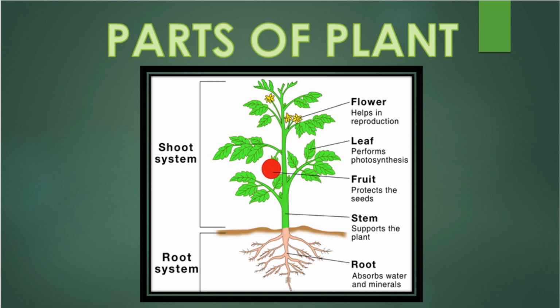So it was all about the parts of plants. We have discussed that the plant is mainly divided into two parts, the roots and the shoots. Roots grow downwards while the shoots grow upward, above the ground. The shoot is having the further parts like flowers, leaves, fruits, and stem. Each of these is having its own function. So it was all about the parts of plant.